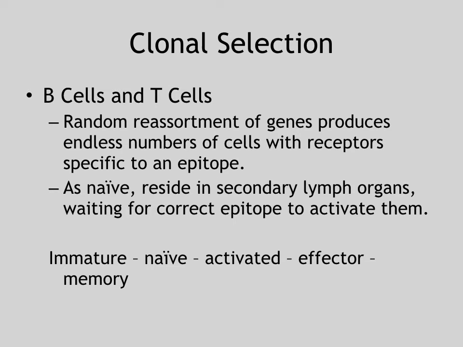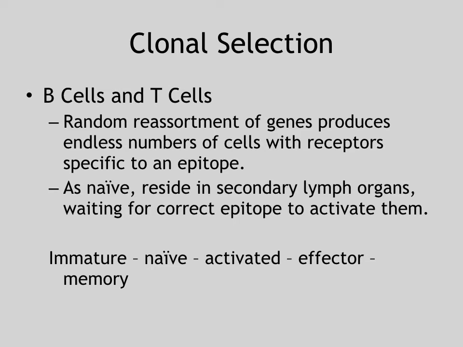Here's clonal selection. Now in clonal selection, we have both B cells and T cells. We get this random reassortment of genes to produce an endless number of cells with receptors to an epitope. This is how we get our B cell receptors. Now, at the bottom of this slide, we have the order in which cells, B cells and T cells, will go through their life cycle.